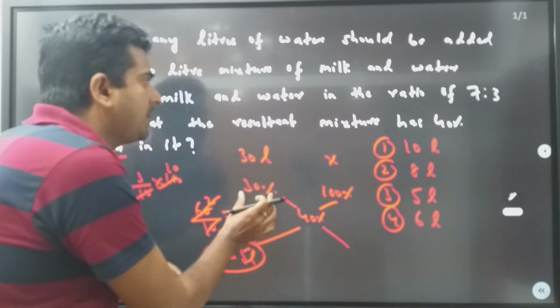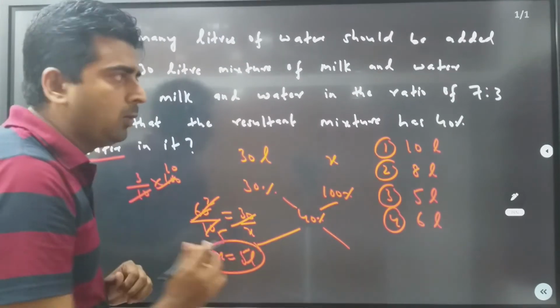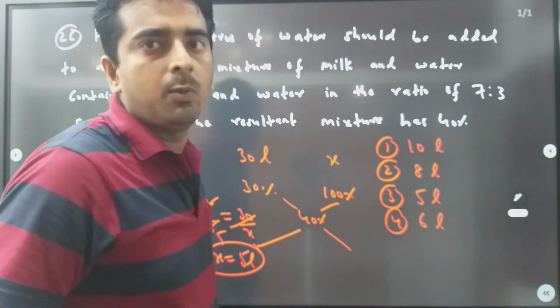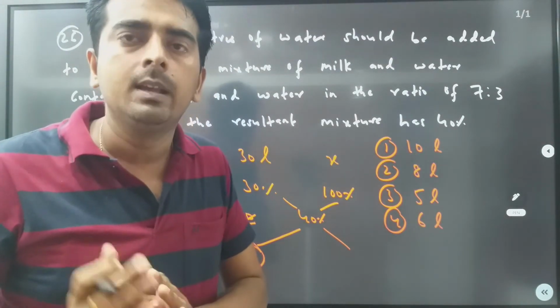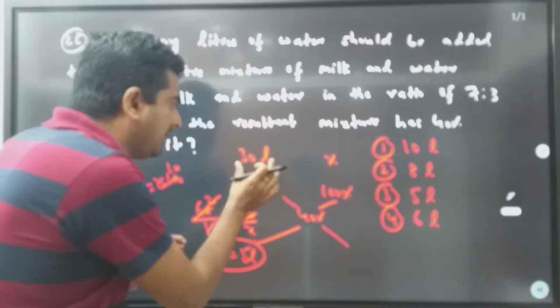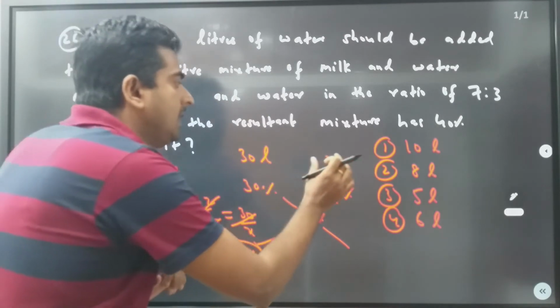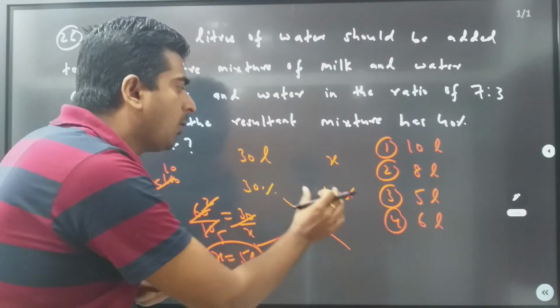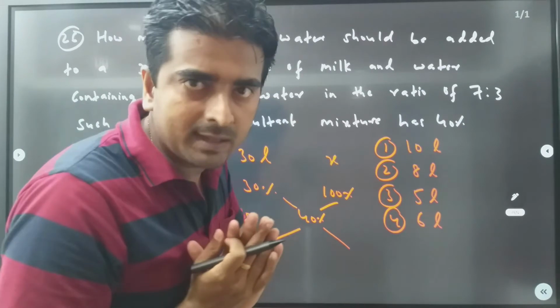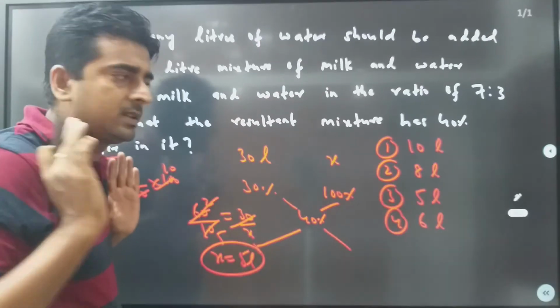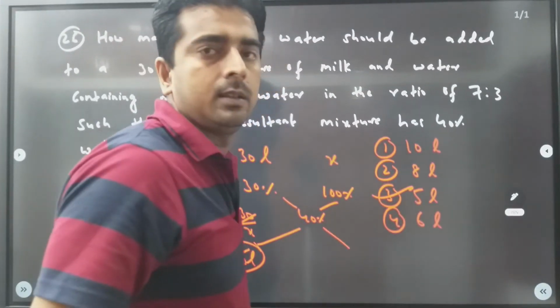In that, 30% water is there. How? 7:3 is the ratio of milk and water. So milk is 7, water is 3. 3 by 10 into 100 is 30%. 30 liters of mixture, 30% water. X liters of water you are going to add, and water is 100% because you are adding pure water. Now straight away apply alligation. So my answer is third option.